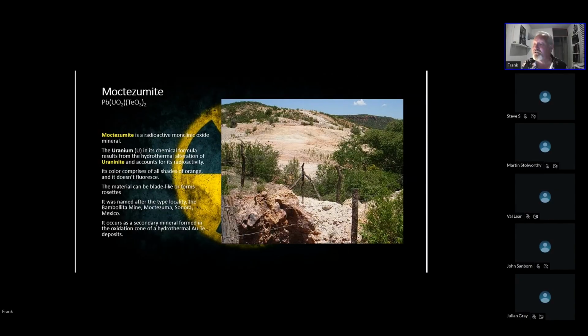It occurs as a secondary mineral formed in the oxidation zone of uranium-bearing deposits. Here you can see the small, very small orange crystals on black uraninite from the Shinkolobi mine from Katanga of the Congo. And again, this is the type locality for this mineral.